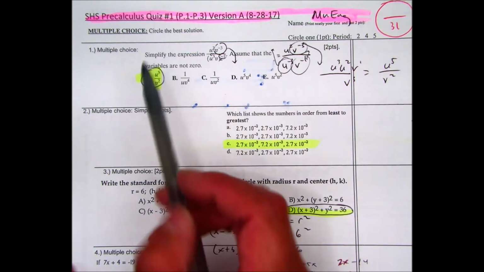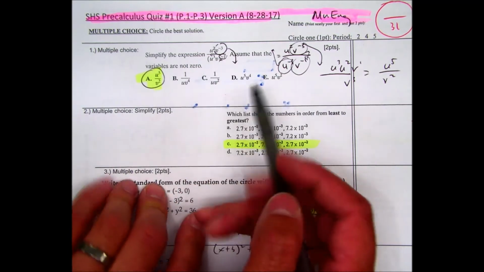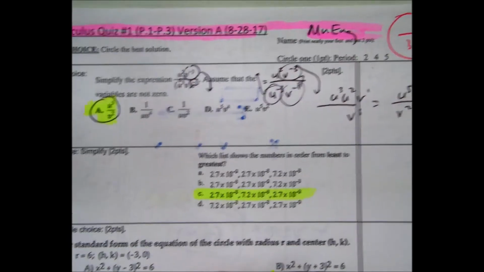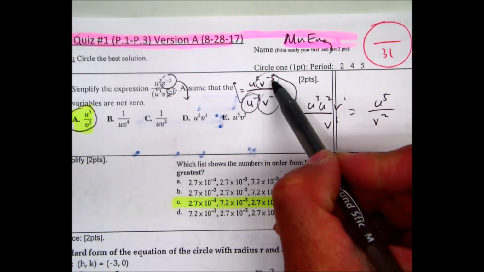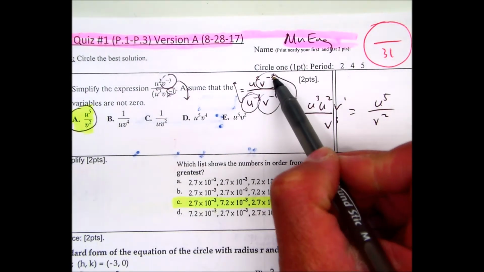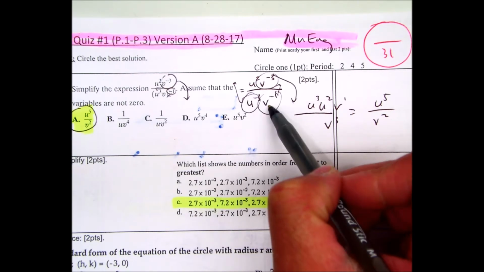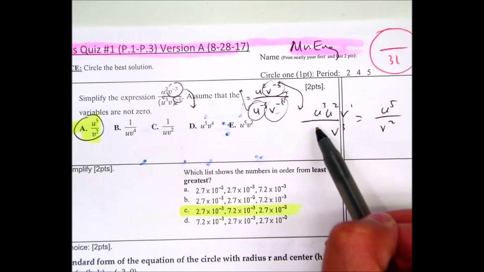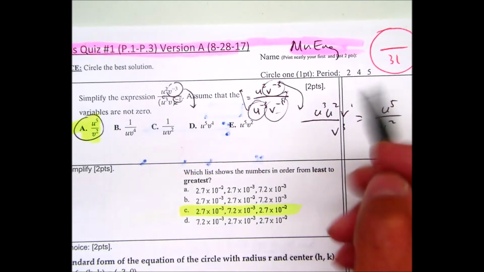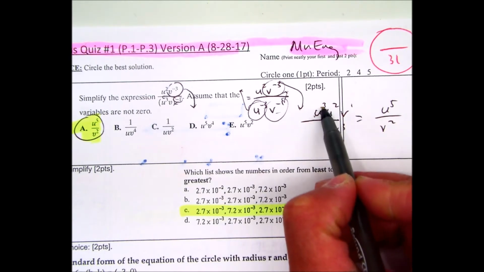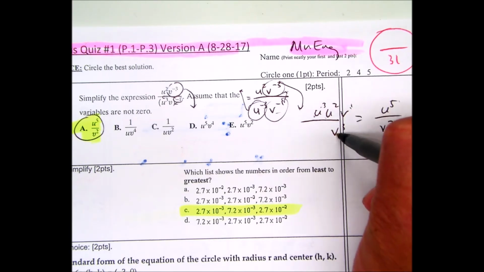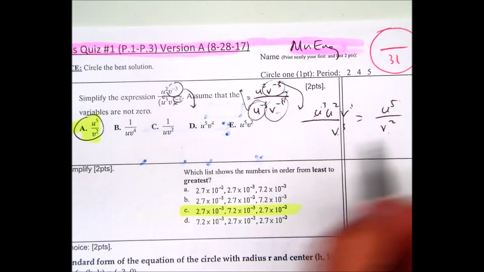Question number 1, simplify this expression. Anytime you have a negative exponent, it switches its place. This v to the negative 1 is going to go up. Negative exponent is going up. So I have this here. When you're multiplying the same base, add the exponents, so this becomes u to the 5th. Here you have v to the 1st and v to the 3rd. You can cancel 1 and cancel 1. You have two v's in the bottom, that would be v squared. So that would be choice A.